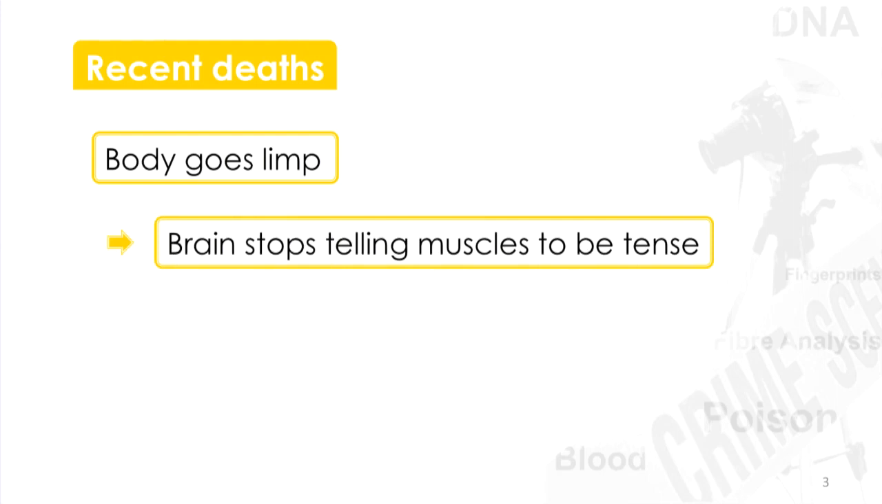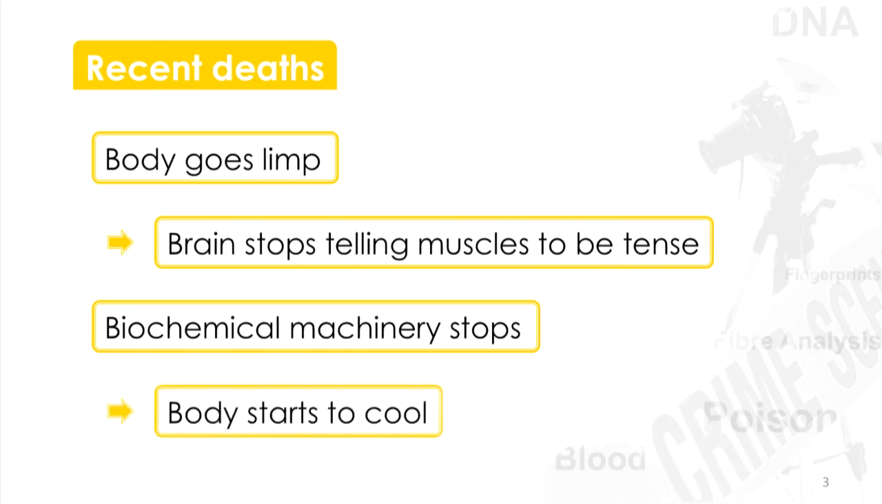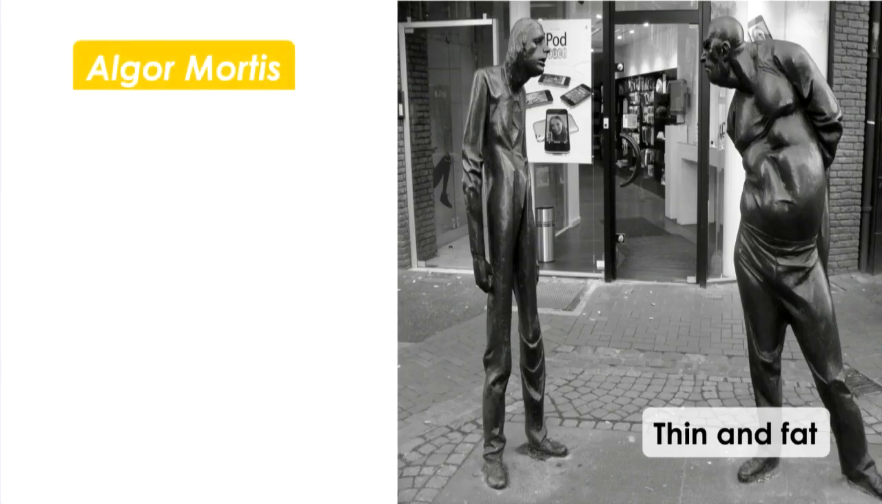And then all the biochemical machinery that's going on inside you and is keeping you alive grinds to a halt. And one of the things that that machinery is doing is maintaining your body temperature. You are burning fuel that you get from your food in order to maintain your temperature at the correct level. That comes to a stop, and that means that your body will start to cool down. This phenomenon is called algor mortis, and is one of the most important methods for estimating time of death.